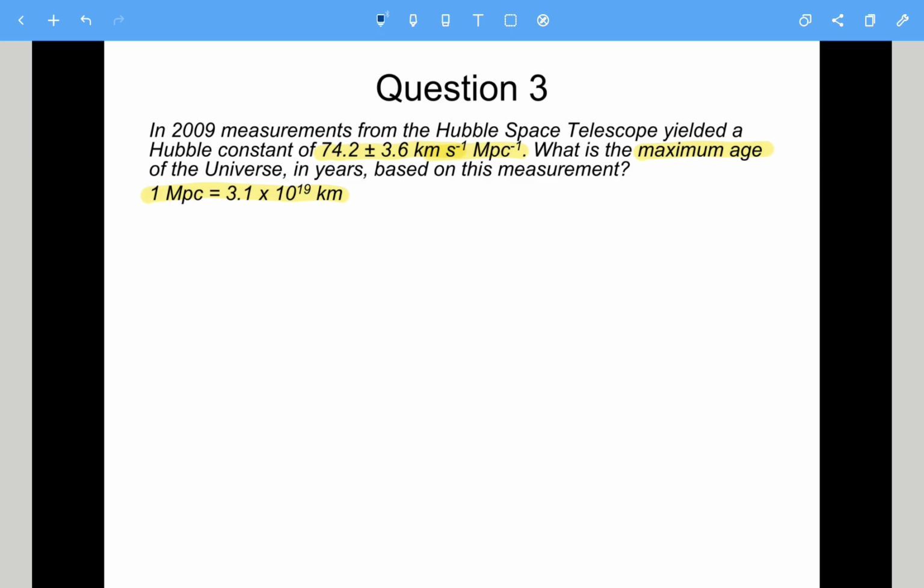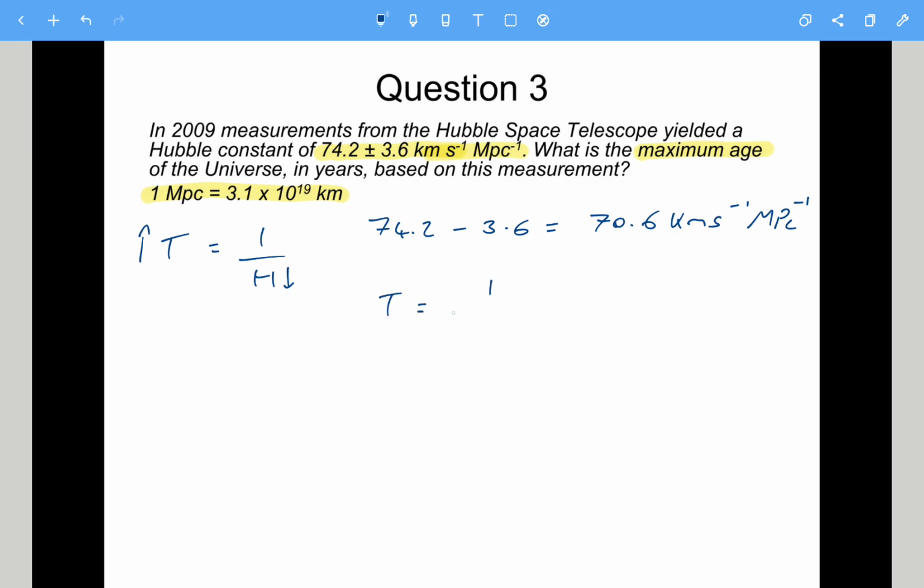So first of all, we need to decide what value of Hubble's constant we're going to use. So we know that age of the universe is equal to 1 over H. For the maximum largest value of age, T, we need the smallest value of the Hubble constant. So we're going to do 74.2, subtract 3.6. So the Hubble constant we're going to use is 70.6 kilometers per second per megaparsec. Then we just need to do what we did last time.